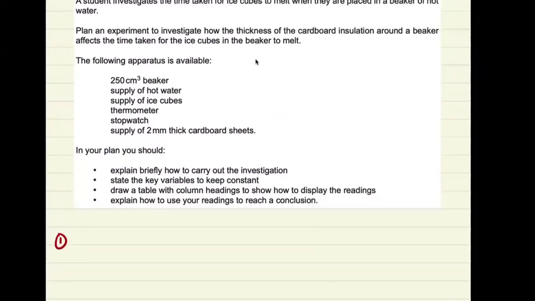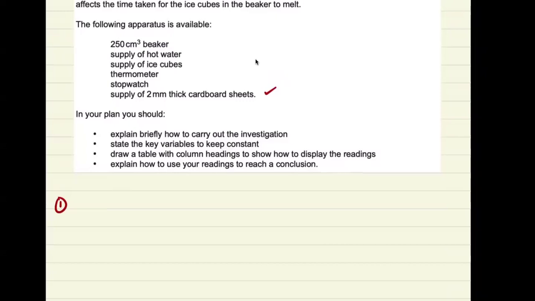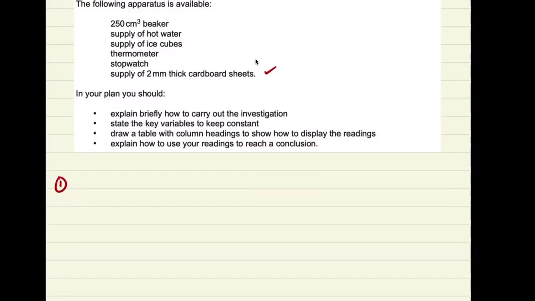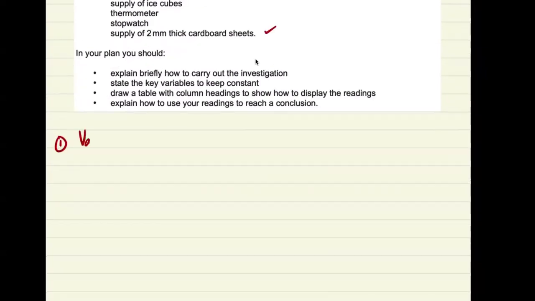Again, first things first, even though this is not said, there is a mark for this, what you'll change and what will change as a result. So I will say that I can obviously change the thickness of the insulating sheets, and I will measure the time taken for the ice cubes to melt. So I'll say vary thickness of sheets and measure time for melting.